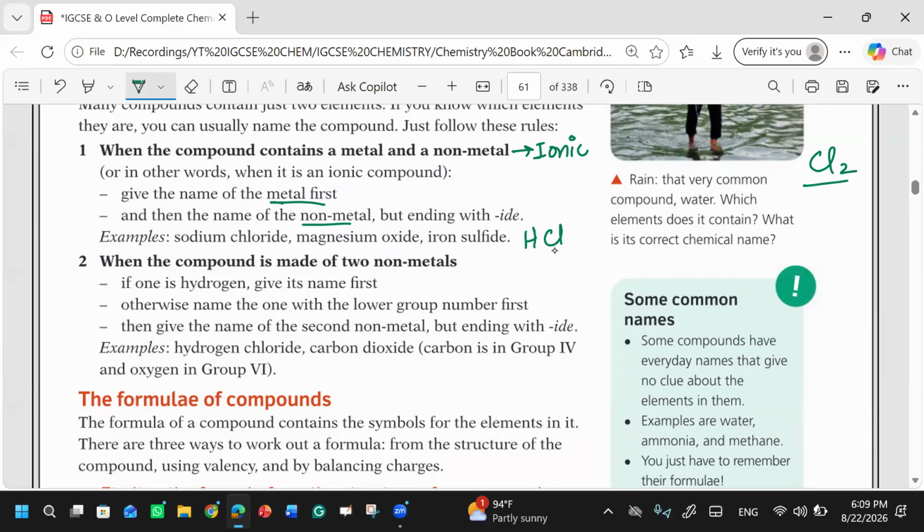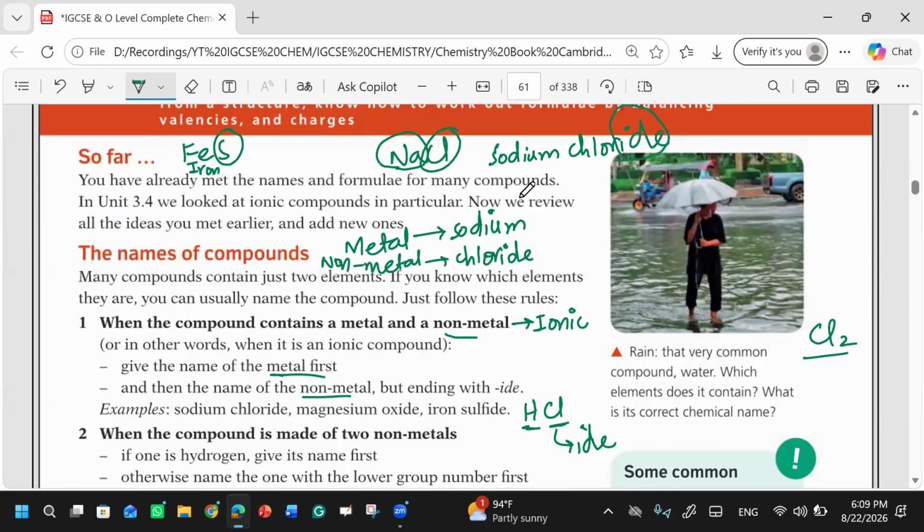If you have hydrogen chloride, how will you name it? The first name will always be the same. The first atom is hydrogen, so it will be written as hydrogen. The second non-metal will be changed to -ide. Always the second will change. In an ionic compound the second species was non-metal, right? The chlorine, sulfur, oxygen, they all are non-metal.